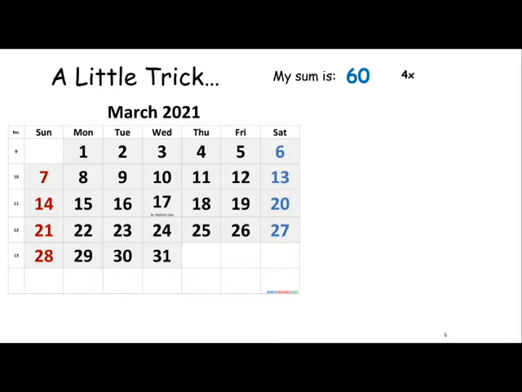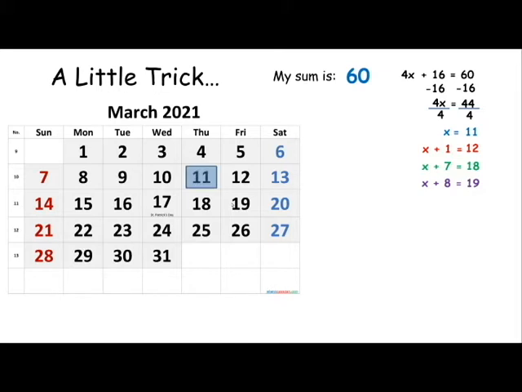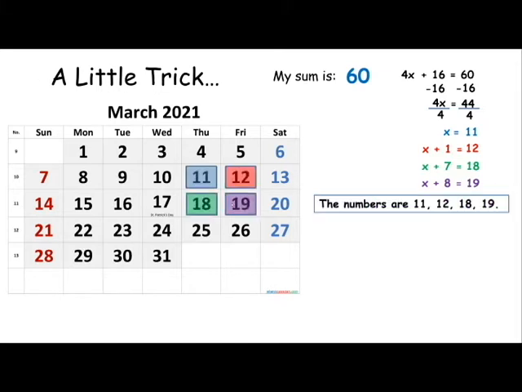Well, you could take the equation we just generated, subtract the 16, divide by 4, and know that the first number is this 11. That means the next number is 12, the number underneath that is 18, and the number after that is 19. And you found the 4 numbers. That's actually the longer way to do it. There is a faster way.